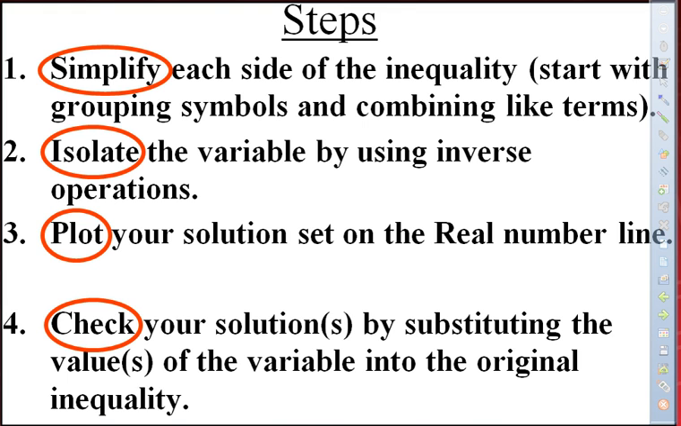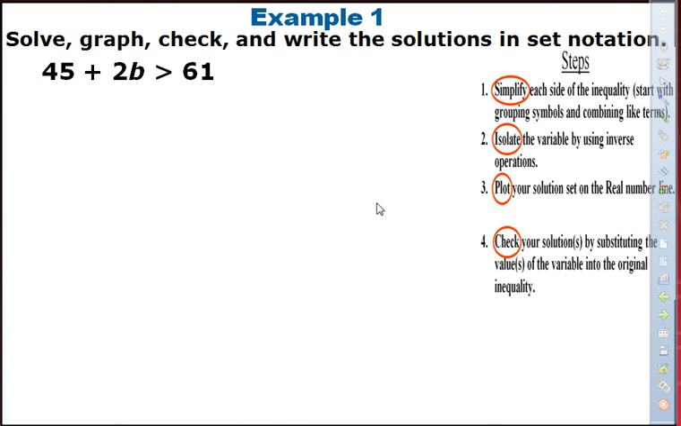And the reason is that we use the same steps, don't we? Yes. What are our basic steps? Simplify, isolate, plot, and check. Okay? So without further ado, let's get started. Look at example 1. You have that in front of you. Let's work this one together. This is a 2-step, so it should be a simple inequality. So here we go. We need to simplify each side first.